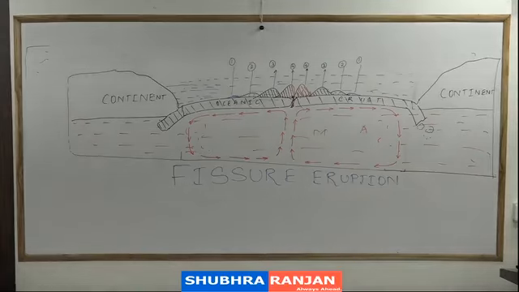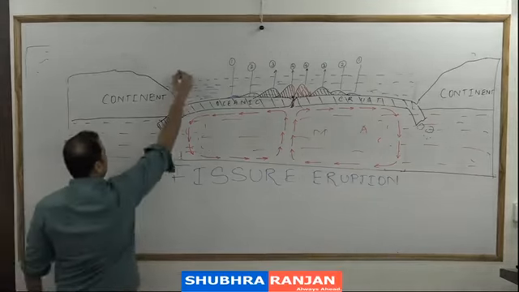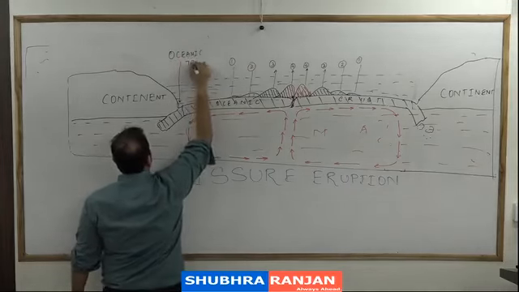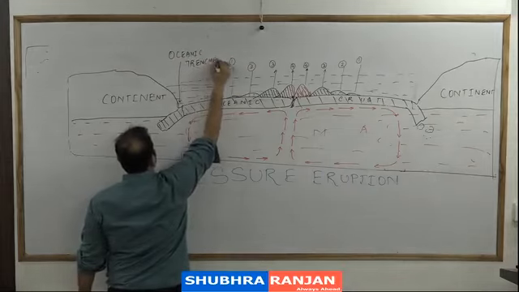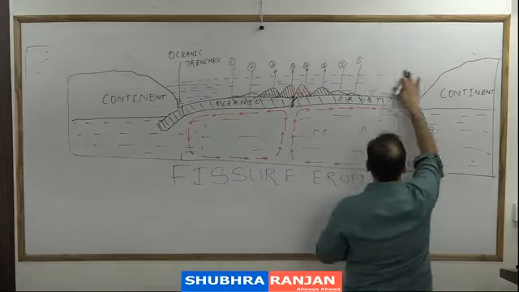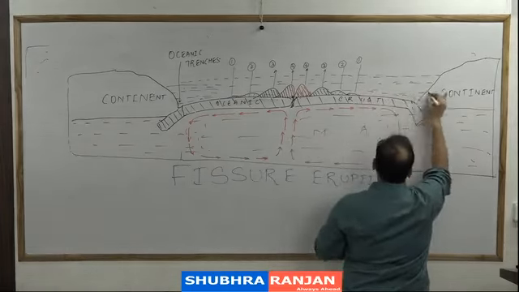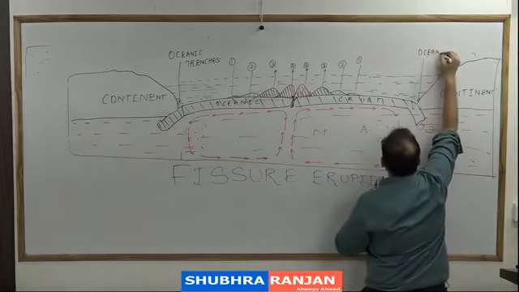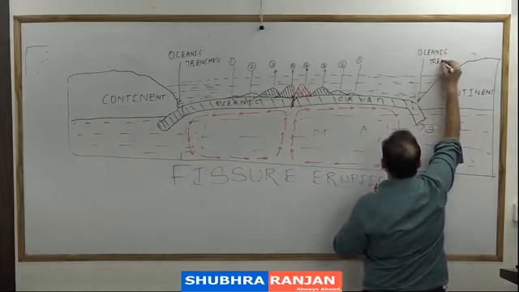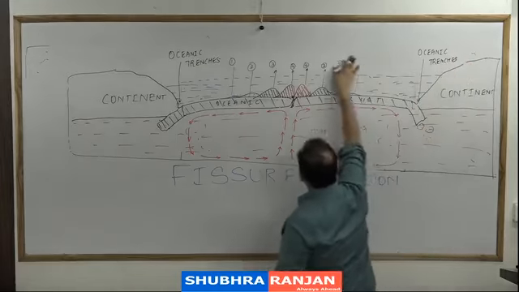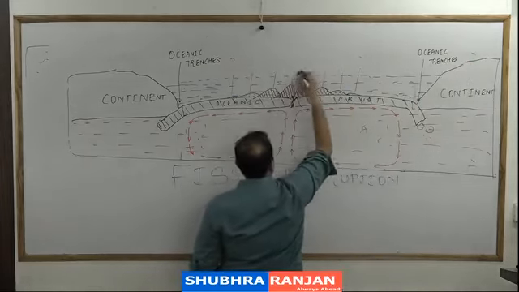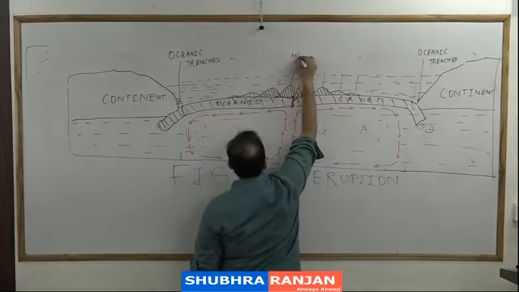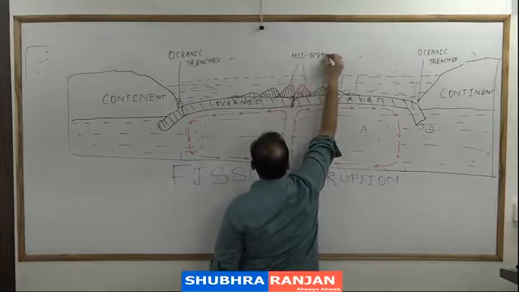So whenever there is a collision, whichever is denser will go below, and this is where we find trenches in the world. And we find these parts of the world as oceanic trenches. And surrounding the oceanic trenches, somewhere far from the oceanic trenches, what we have are the mid-oceanic ridges.